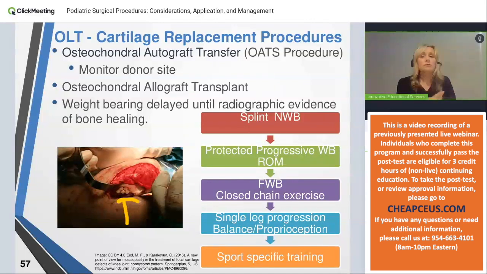So what's really, really important with these patients is offloading. We can't have any compressive forces going through this talus because it's not going to heal for that individual. So when we look at the phases of healing, that patient is going to be non-weight bearing initially.